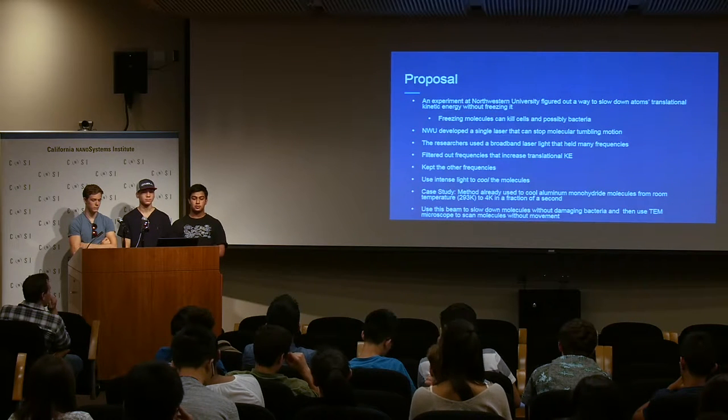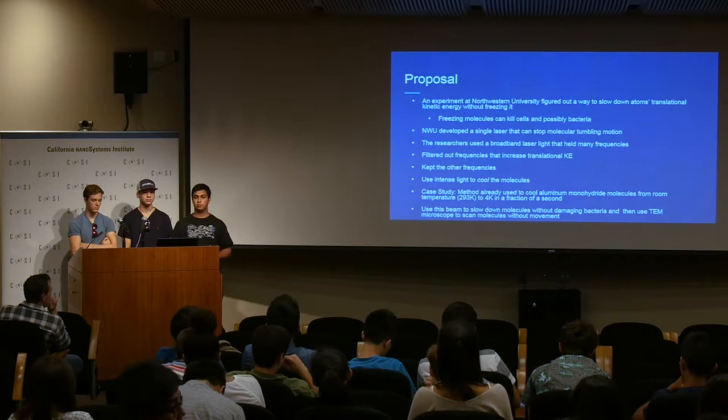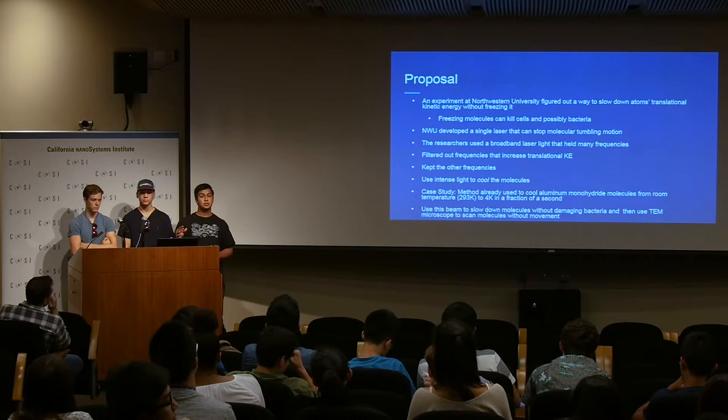So what we did was we looked at a study conducted by Northwestern University that uses a beam to slow down particle motion. Now this beam is a broadband laser light that has multiple frequencies. What the researchers did was take out all the frequencies that would increase the molecular motion and only left the ones that would decrease it. So therefore, they're able to cool it without damaging the molecules inside.